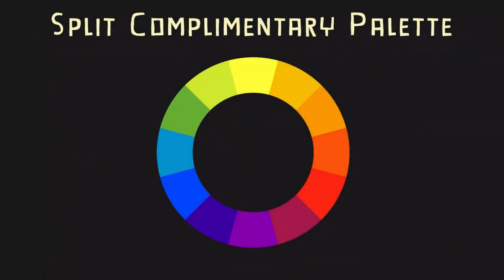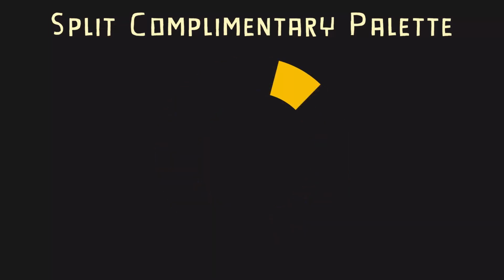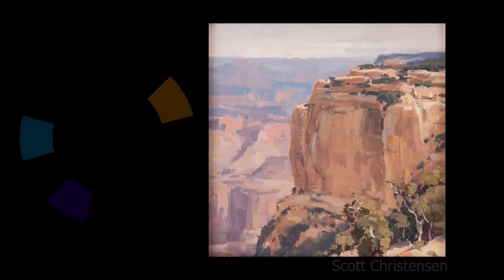The split complementary palette is just like the complementary palette with one more layer. First you pick your dominant color, but instead of taking the direct complement as your secondary color, you split it and use the two neighbors instead. And the setup I'm showing you right here is ideal for rendering sunlit scenes. This is a split complementary palette.